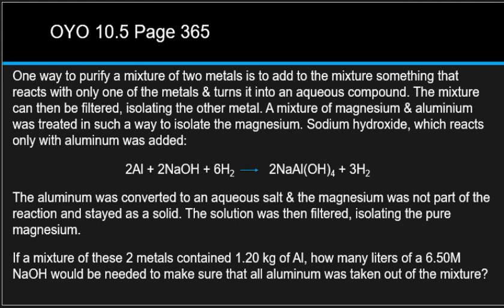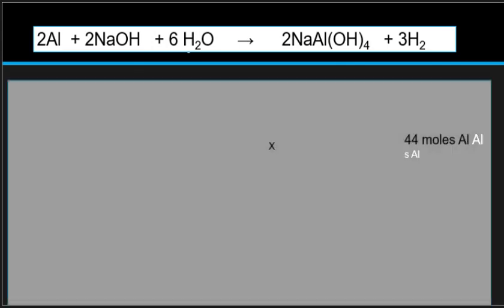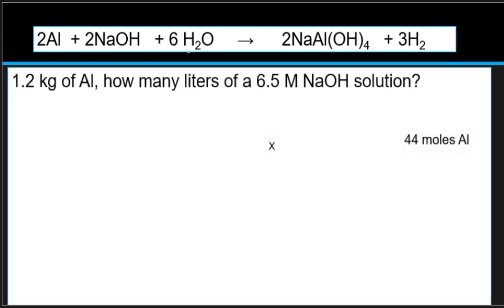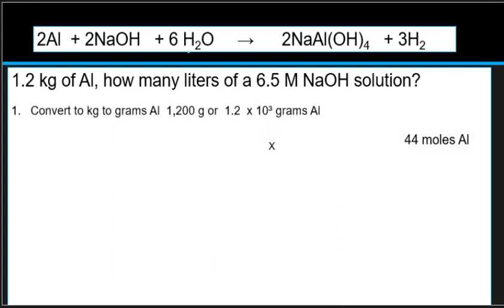Okay, here's our problem. If a mixture of these two metals contained 1.20 kilograms of aluminum, how many liters of a 6.50 molar NaOH solution would be needed to make sure that all the aluminum was taken out? All right, here we go. 1.2 kilograms. How many liters? So we're going to use this, convert kilograms to grams, easy enough.